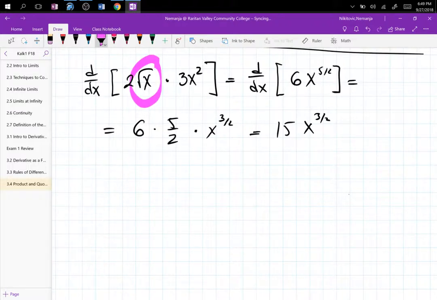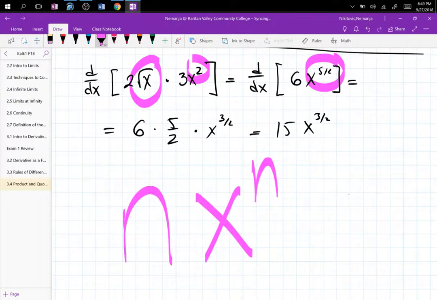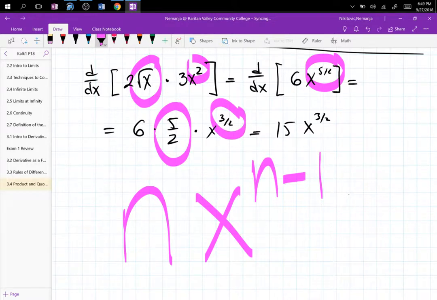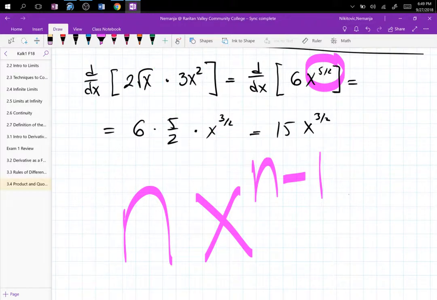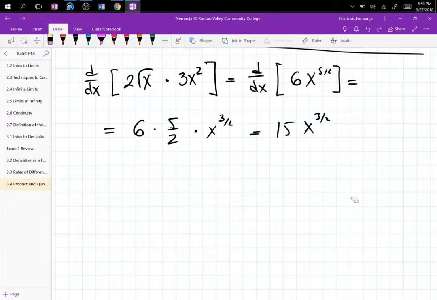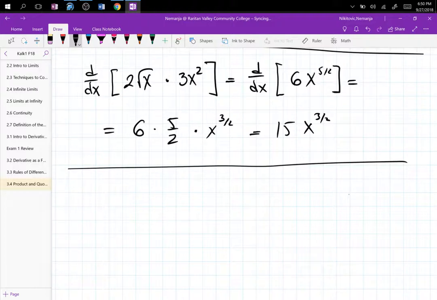1/2 exponent from x plus 4/2 exponent there, 1/2 plus 4/2 is 5/2. Formula is n x to the n minus 1. So n is 5/2, and then 5/2 minus 1 is 3/2. And we got our answer. So that's the product rule.